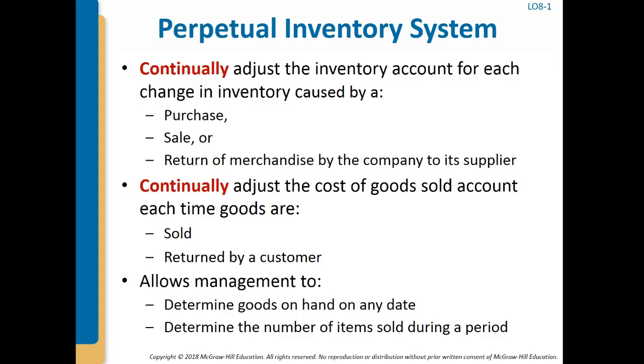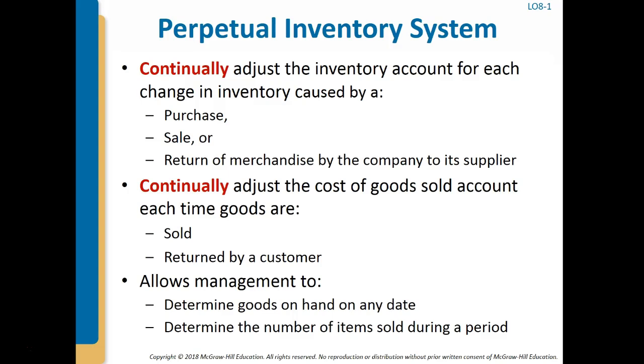However, physical counts of inventory are usually made anyway, either at the end of the fiscal year or on a sample basis throughout the year, to verify that the perpetual system is correctly tracking quantities. Differences between the quantity of inventory determined by the physical count and the quantity of inventory according to the perpetual system could be caused by system errors, theft, breakage, or spoilage.